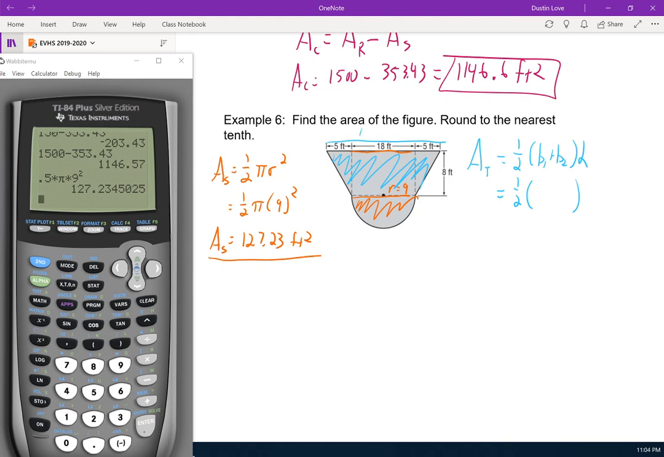Looks like I've got 18 plus 5 plus 5, so that's 28, plus base 2, which is this one that I labeled as the diameter of that circle, which is the same as the rectangle on the other side, so that is 18. And then my vertical height here is 8. So 0.5 times 28 plus 18 times 8 gives me 184 feet squared.